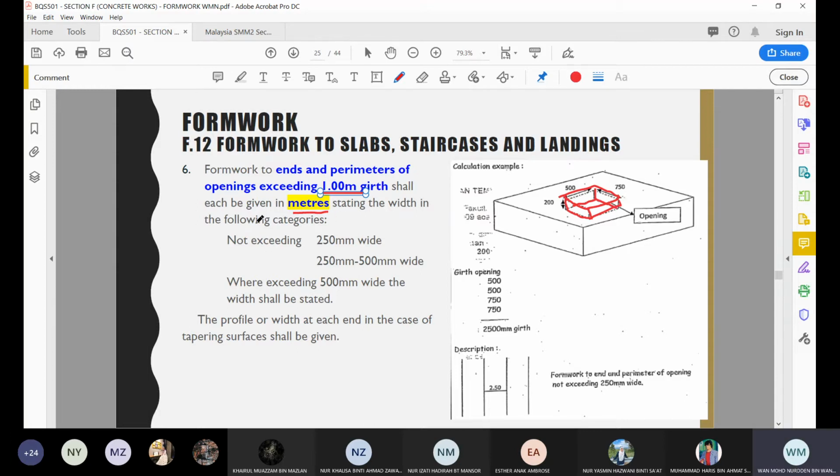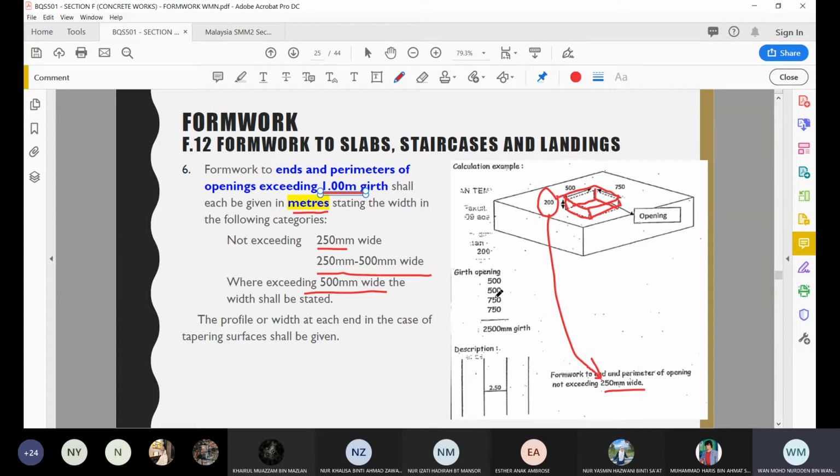Unit dia in meter, setting the width of the following categories. Not exceeding 250 mm wide, 250 to 500 mm wide, or exceeding 500 mm wide macam tadi juga. So situasi dia kat sini contoh, dia nak buat opening kat sini kan. Formwork to end and perimeter of opening. Okay, kita buat perimeter of opening. Not exceeding 250 mm wide. Kenapa not exceeding 250 mm wide? Sebab kita punya width of this opening is only 200. So that is why not exceeding 250 mm wide.